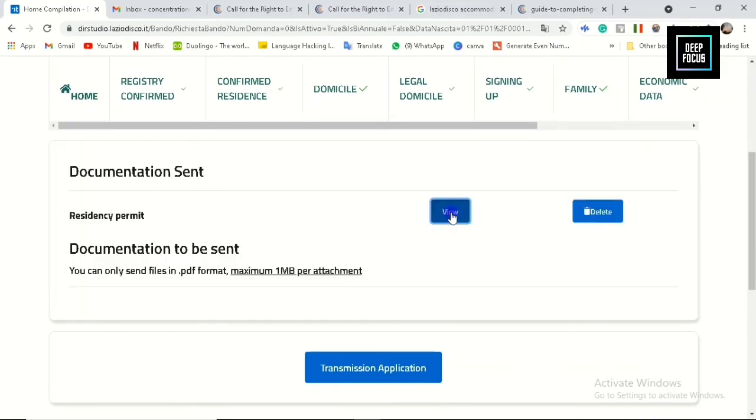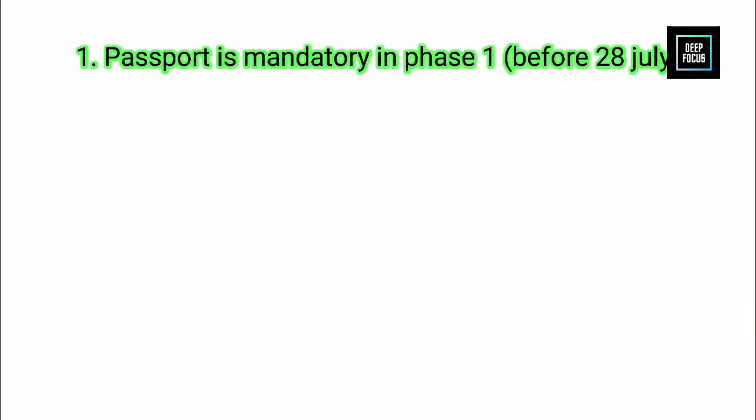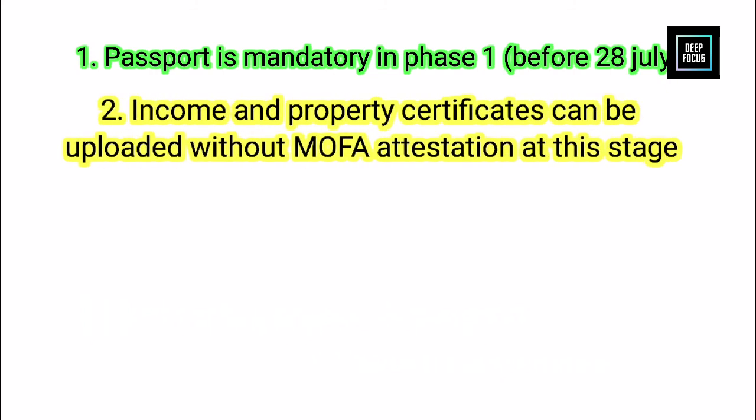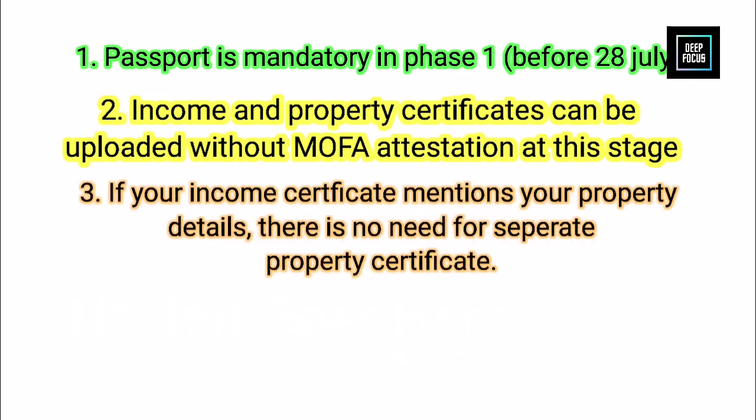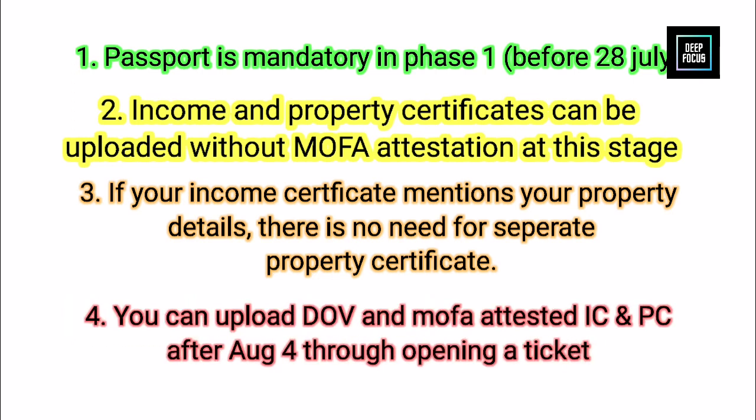Here are some important points that you should remember. For 28 July, you have to upload and apply with passport. Also at this stage, you can upload income and property certificates without MOFA attestation. Also, if your income certificate mentions your property details, you do not need a separate property certificate. You can upload DOV, MOFA attested income certificate and property certificate after August 4th through opening a ticket.